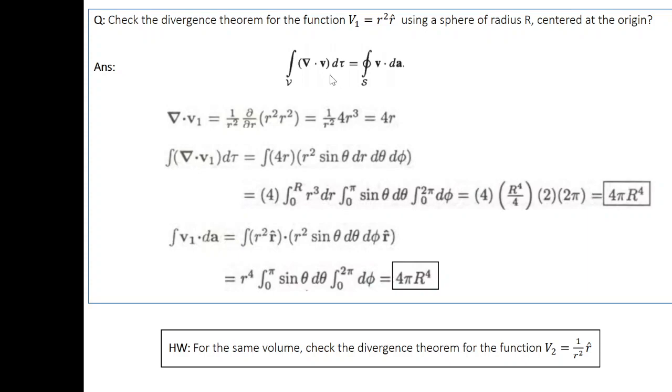Let's do a quick problem. Using spherical coordinates, check the divergence theorem for the function v1 equal to r square r cap using a sphere of radius r centered at the origin. Hope you remember the divergence theorem, which is also known as the Gauss theorem, which says volume integral of divergence of v d tau equal to closed surface integral v dot dA. Let's compute the volume integral first. For that, we need to first calculate divergence of v1. Okay. So remember the formula.